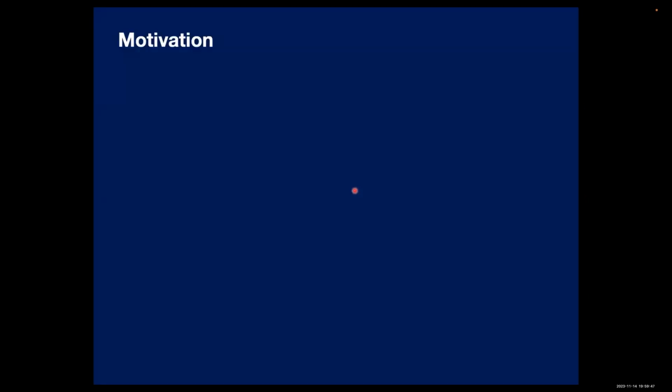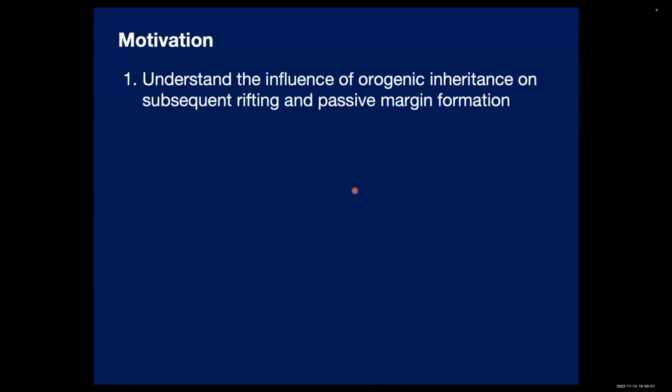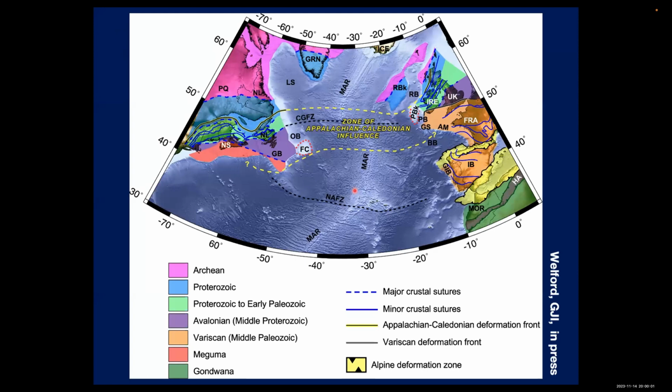So the motivation behind this picks up on some of the themes that were brought up yesterday to a large extent, which was the idea of inheritance. And I spend a lot of time worrying about the role of orogenic inheritance on subsequent rifting and passive margin formation, because I'm mostly looking at the rifted margins of the North Atlantic, specifically those in Newfoundland, Ireland, Iberia, and Morocco, and Nova Scotia to some extent.